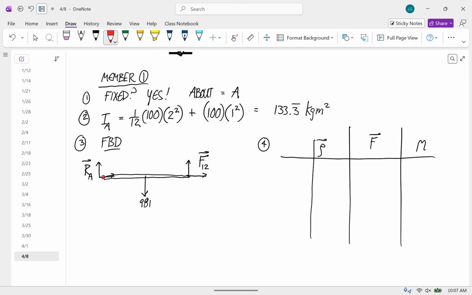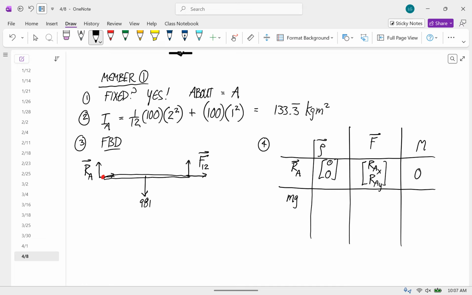Our about point is the fixed point. So I'll start with RA. That force RA is at our about point, so the row vector is 0. What's the definition of the row vector? The vector from the about point to where the force is. Right, exactly. The vector from the about point to where the force is applied. The force is RAX, RAY. Cross product is 0.